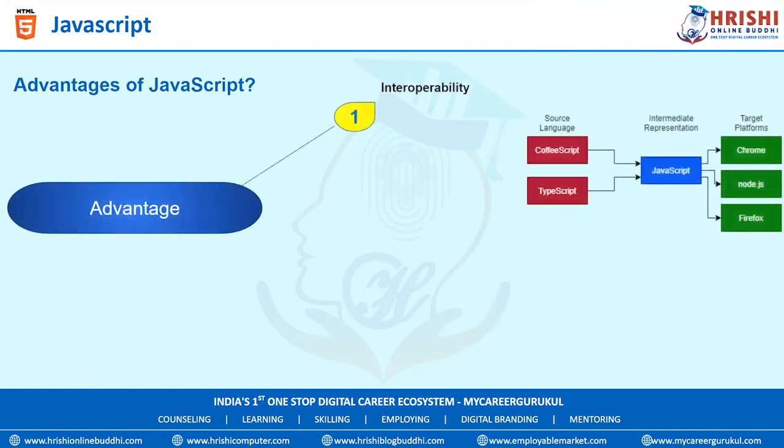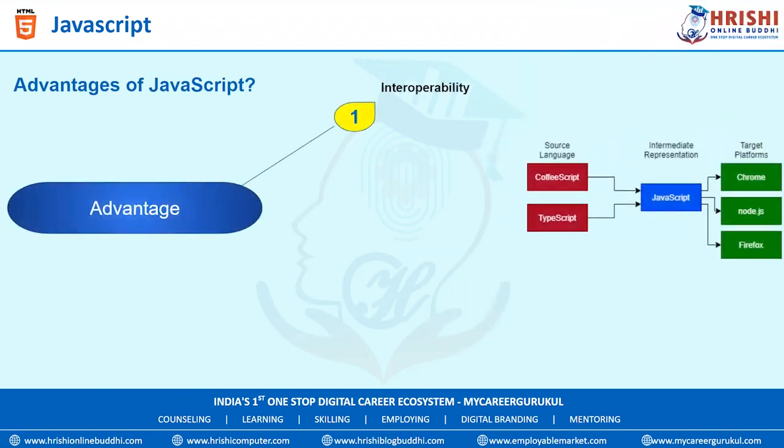The first advantage of JavaScript is interoperability. Now what is the meaning of this word interoperability? The meaning is the capability of different languages to natively interact as a part of the same system and operate on the same kind of data structure.